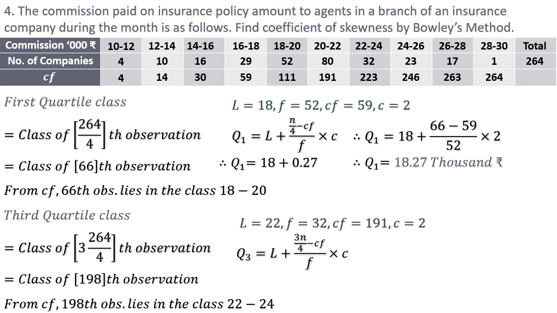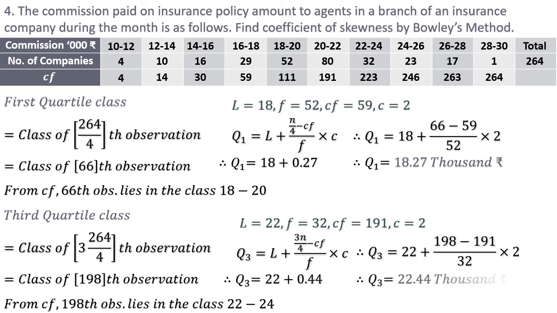Now the third quartile is L plus 3n upon 4 minus CF upon F into C. Putting the values, you get 22 plus 198 minus 191 upon 32 into 2. When you solve this, you get 22 plus 0.44, which is 22.44 thousand rupees.